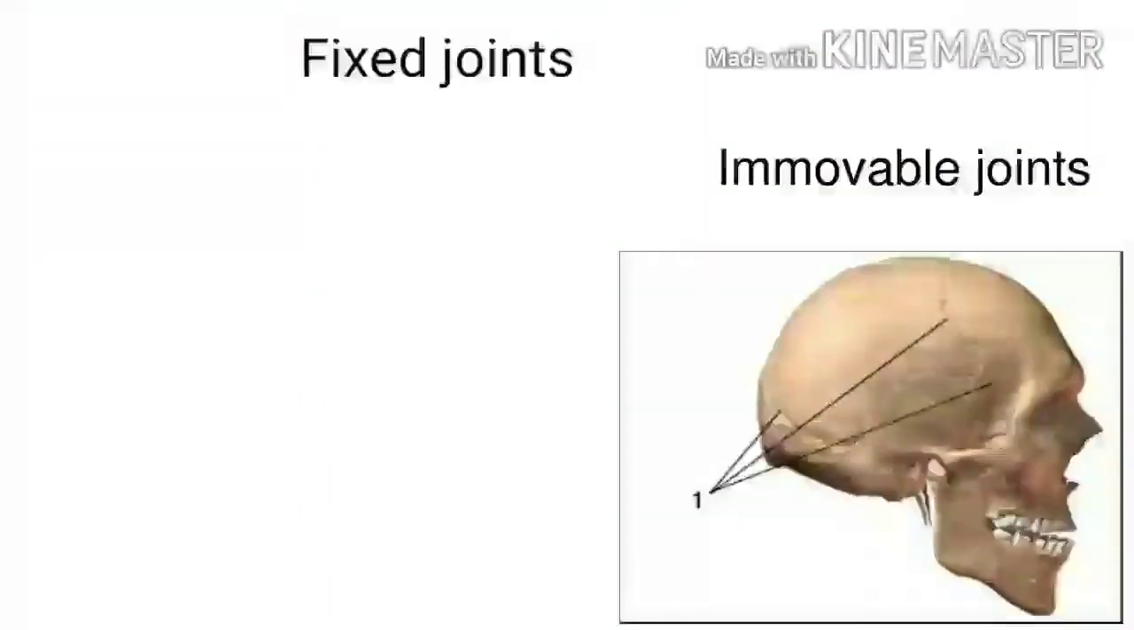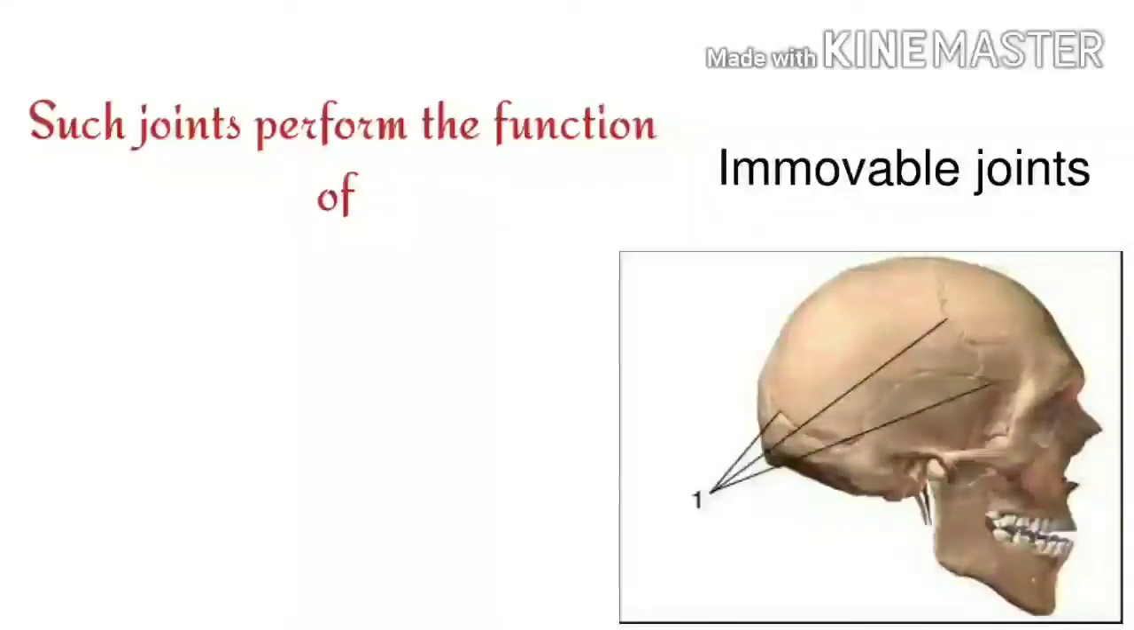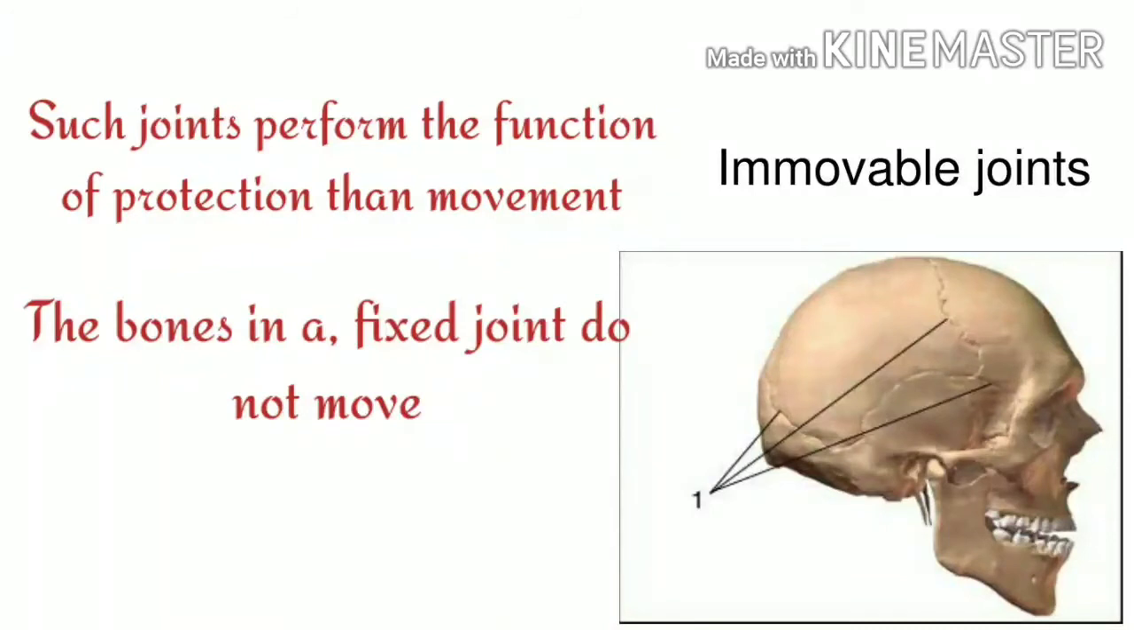Now we will learn about fixed joints. Fixed joints are also called immovable joints. Joints which perform the basic function of protection rather than movement are called fixed joints. Such joints are fixed and they do not move. The main function of these joints is protection. Such joints are present in upper part of the skull. In skull, these joints form protective chambers for the soft internal organs and they protect the most important organ of our body, that is brain.